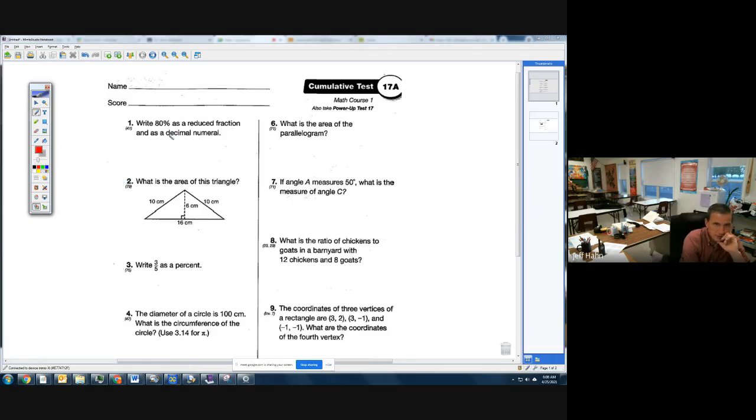Looking at question number 1, and you can correct this as we go. Write 80% as a reduced fraction and as a decimal number. We have 2 answers there. 80% means out of 100, so 80% is 80 out of 100. What can you divide those by? Because we have to reduce them. That is our fraction. We divide them both by 10, and you get 8/10.